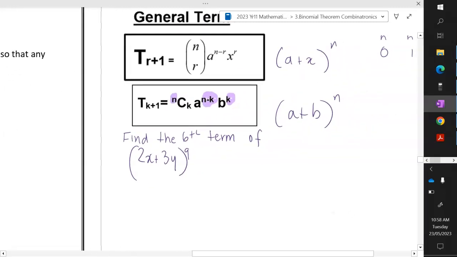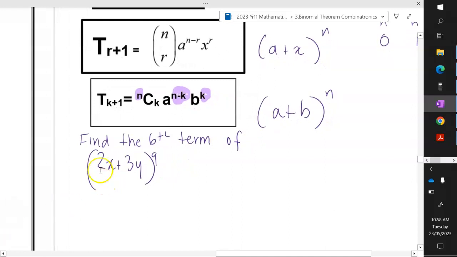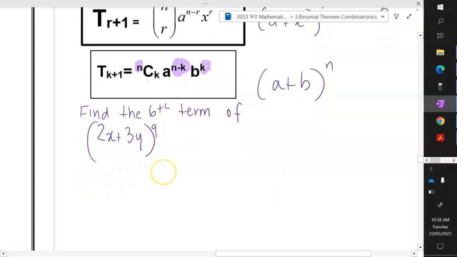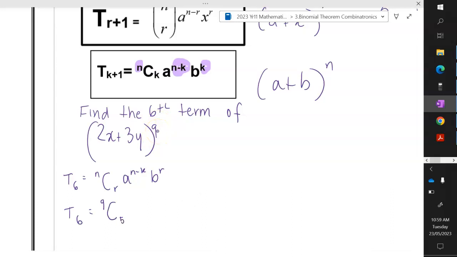I thought I'd do a little bit of revision to start with. Here I've got a question asking us to find the 6th term of the expansion (2x + 3y)^9. You may remember how to do that. We'd be looking at term 6, which would look like nCr a^(n−r) b^r. We have 9 as our power, so 9C5. Looking at our formula, we're looking at term k + 1, and here we have 1 less than that, which is k, so for term 6 we'll have a 5 down here.